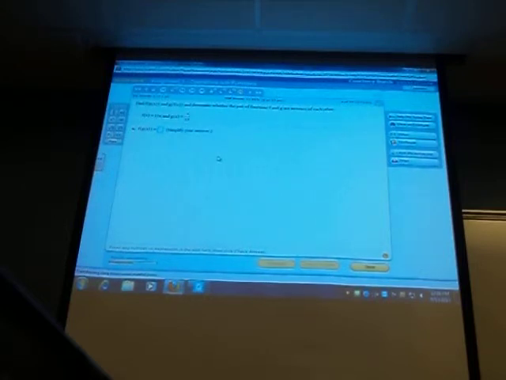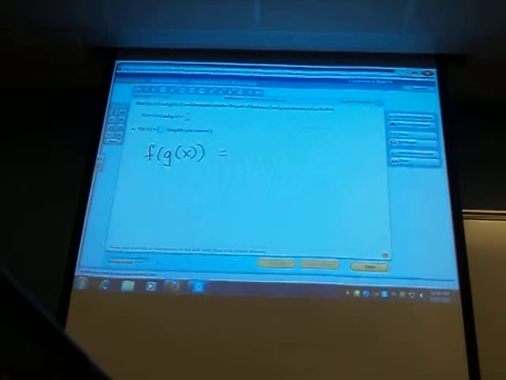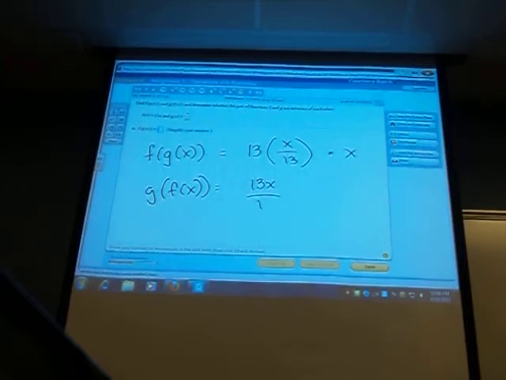Right. So if I plug g into f, well, f of x is 13x. So for x, I would plug in g. Okay, yeah, so it would be x. And g of f of x is 13x over 13. So it would be x. So yes, they are inverses of each other, because both of those composite functions are equal to x.